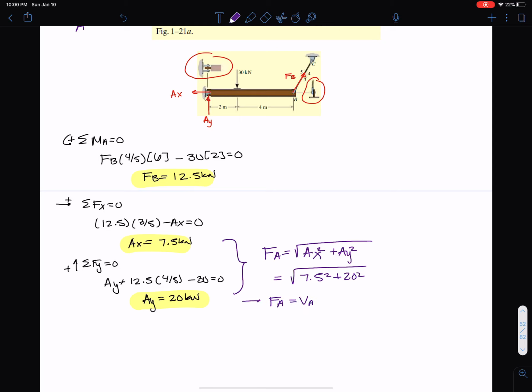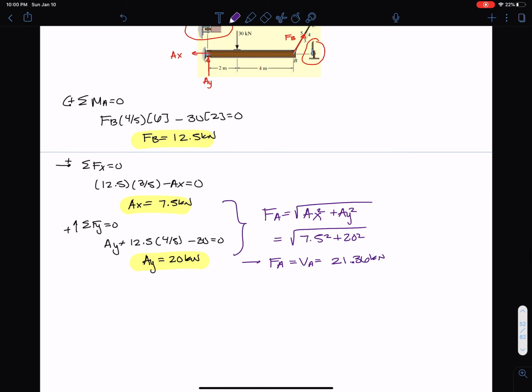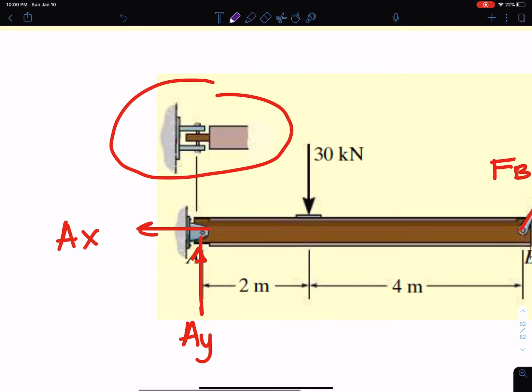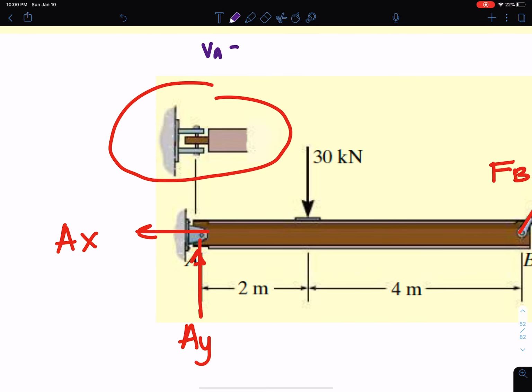Which is equal to the V at A, 21.36 kilonewtons. All right. Now, let's just look at A for a second. So here is A. I know that my force at A, so my V at A is equal to, I just wrote down, what was it? Sorry, my force at A. Let me call it force at A. So I have 21.36 kilonewtons of shear that acts at the pin A, okay?